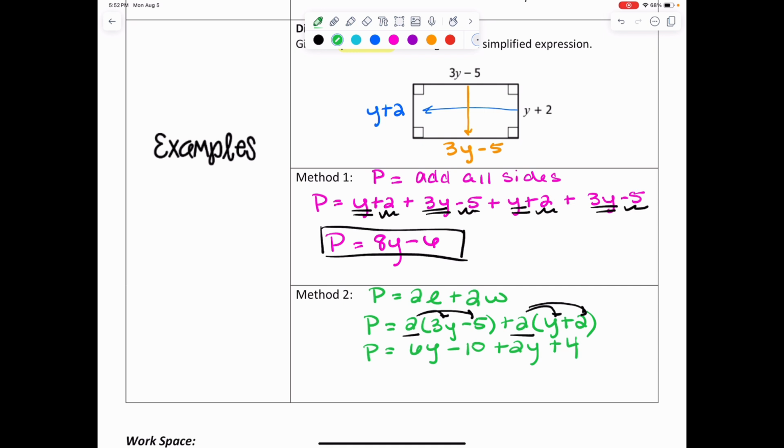And then as my second step, I will find my like terms, 6y and 2y, negative 10, positive 4, and I will combine them. So my perimeter is 6y plus 2y is 8y. And negative 10 plus 4 is negative 6. So my final answer, again, is the perimeter is 8y minus 6. You see, I get the same answer no matter which way I do it.